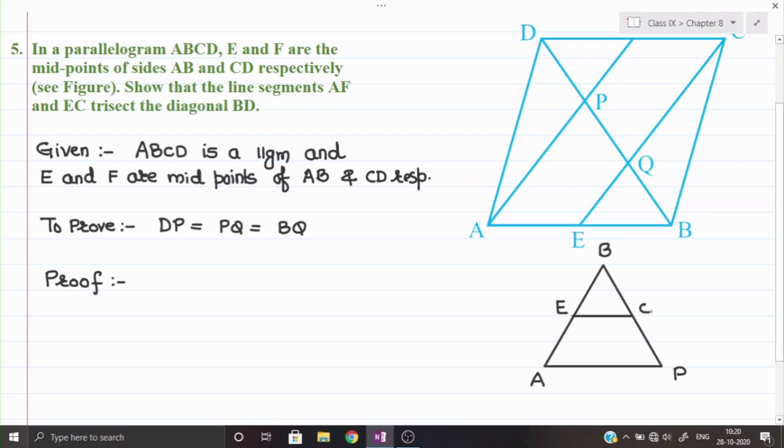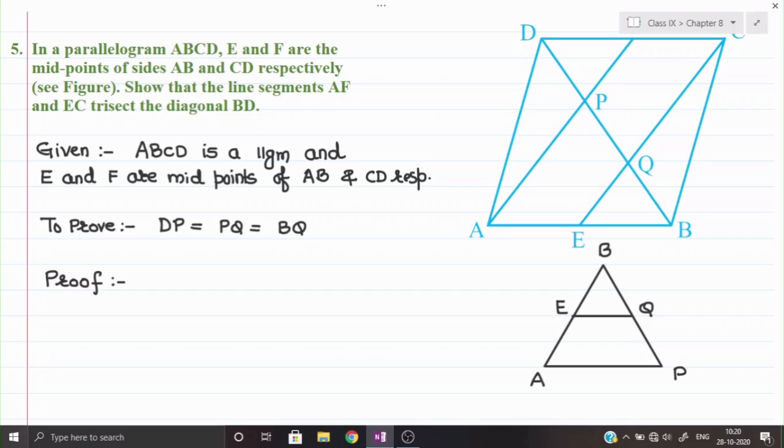And now look at the triangle PAB. Okay, I have not taken PAB in the same way as in the figure they have given to us, but one triangle PAB is there. I have taken triangle BAP. Now you see on the side AB, point E is given to us, and on the side PB, point Q is given to us.